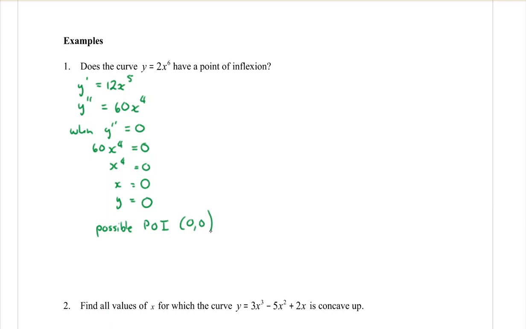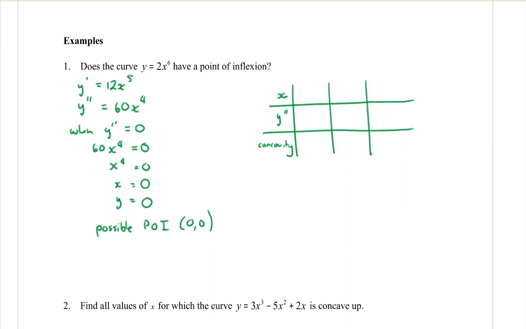To test that, we need to draw yet another type of table. It's going to be a concavity table. It's going to have our x values at the top. We're testing the concavity, so I want the second derivative for my second row. And the last one we're going to label concavity. So the x value, I've only got one point here, which was at x equals 0. Put it in the center, and I'm testing either side of that point. So obvious choices, as always, -1 and 1.